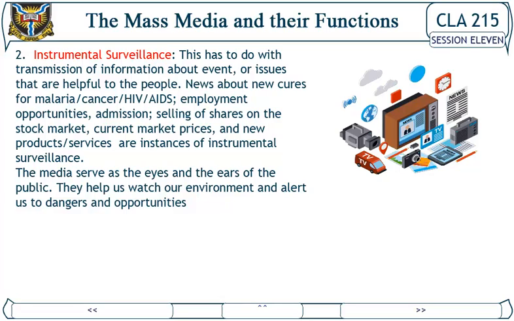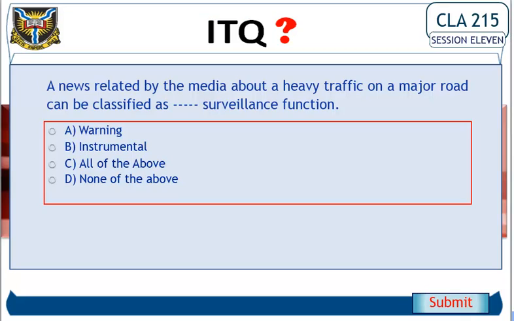2. Instrumental surveillance. This has to do with transmission of information about events or issues that are helpful to the people. News about new cures for malaria, cancer, HIV/AIDS, employment opportunities, admission, selling of shares on the stock market, current market prices, and new products or services are instances of instrumental surveillance. The media serve as the eyes and the ears of the public. They help us watch our environment and alert us to dangers and opportunities.